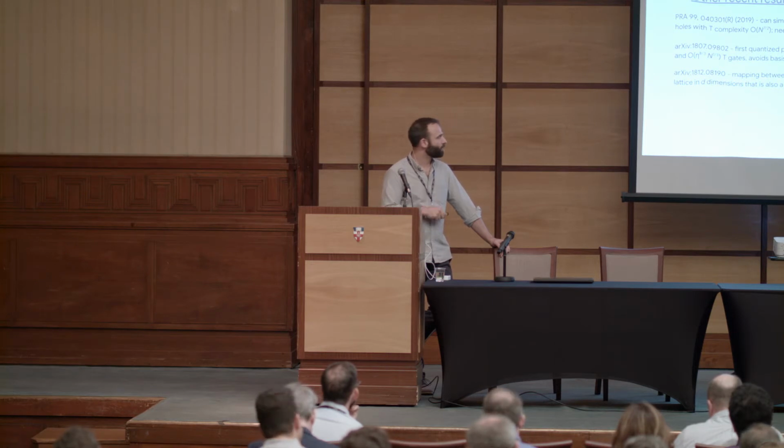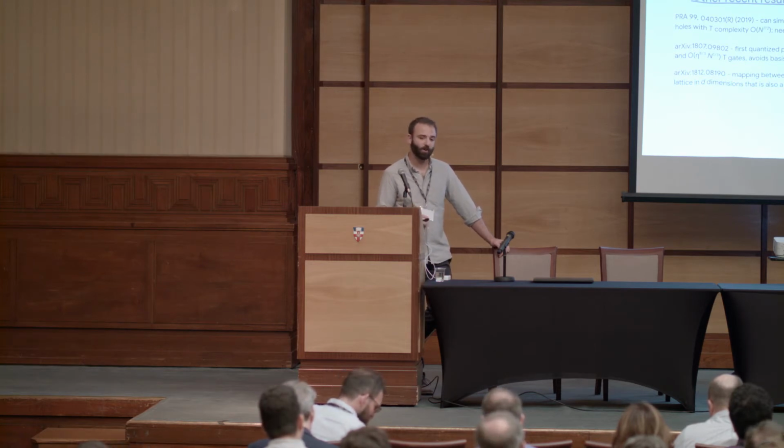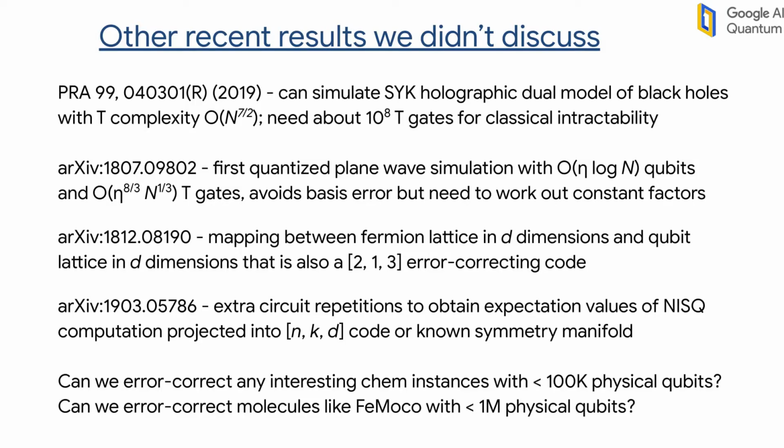But ultimately, we were able to do this in a way that we could show the mapping itself is also a [[2,1,3]] error correcting code, and also has some other properties that make the encoded system even easier to simulate than the original system. You actually have lower gate complexity for simulating the encoded system than for simulating the original system, and it also has these properties.